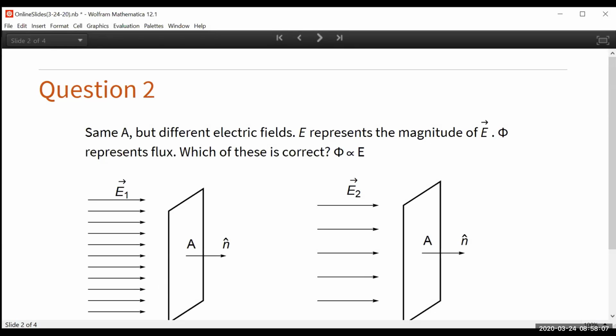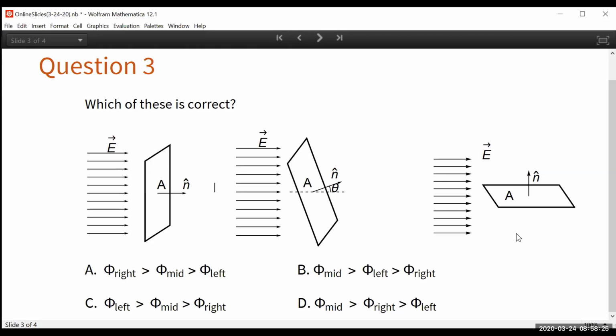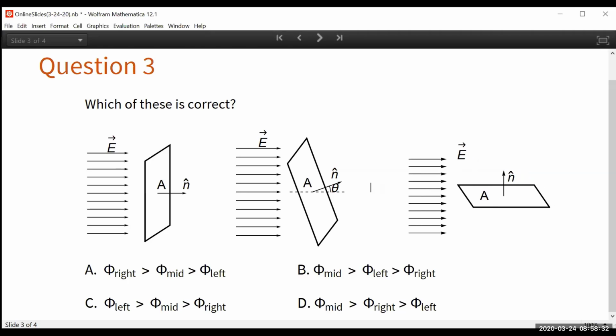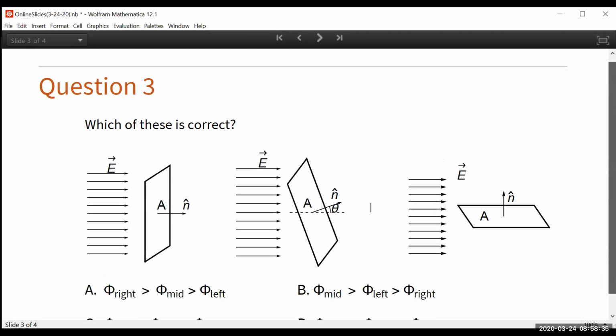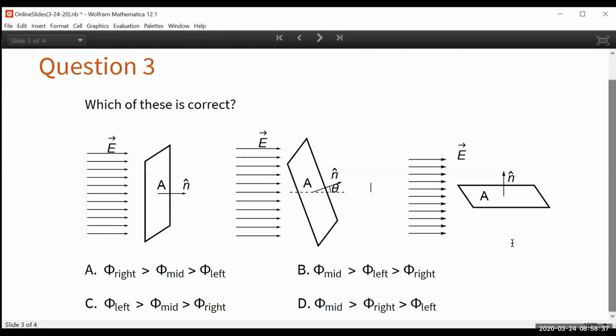Just to remind you, there were really three things. One was the electric field, the second was the area, the third was the area normal. So we have three figures in these three parts. Again, what I'm expecting is that you're going to tell me where the flux is maximum or minimum. Essentially, you're going to pick one of these four choices. So the question is, which one of these is correct? Again, remember what flux is. Flux is how many electric field lines, these arrows, are crossing an area.